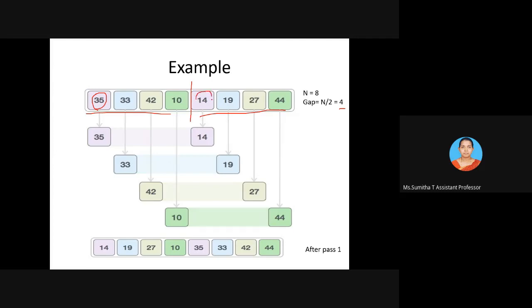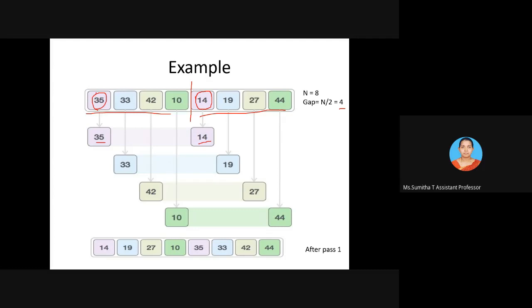In the previous sorting algorithms we compared adjacent elements, right? Here we find the gap, and based on the gap we compare the elements. So please compare 35 and 14. Which one is smaller? 14, right? So we have to swap the elements. If it is already in ascending order, then no problem, we need not swap. Otherwise we have to swap.